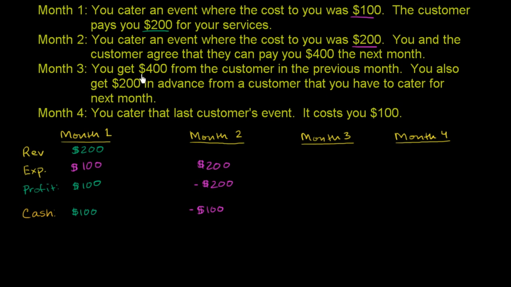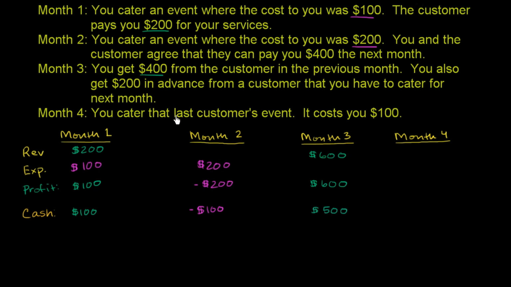In month three, you get $400 from the customer in the previous month. You also get $200 in advance from a customer that you have to cater for next month. So we've done no catering this month, but we've gotten a lot of money. We got $400 from the previous month's customer and $200 for a customer that you're going to cater for next month. So we got $600 on the cash basis in revenue, and we had no expenses in that month. So we have $600 in profit, and our cash balance increases by $600. So at the end of this month, we now have $500.